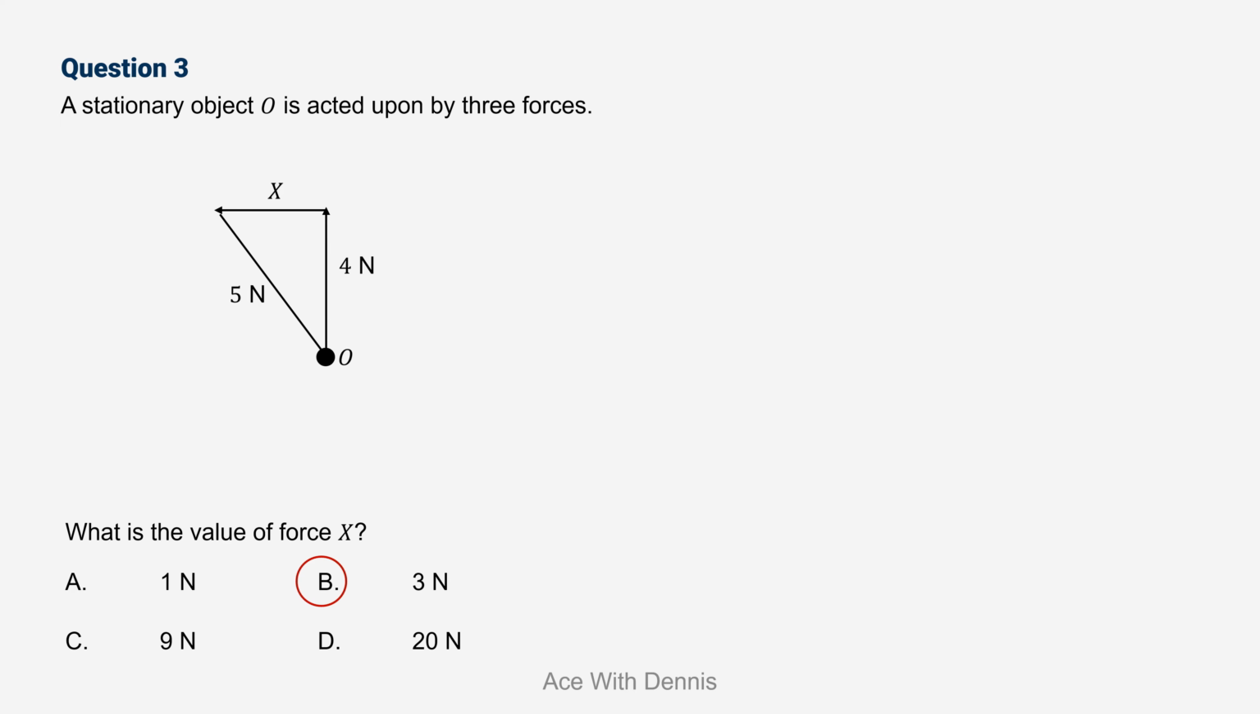Here is how we get the answer. The forces in this vector diagram can be rearranged in the tip-to-tail manner, and as you can see here, we can form a right-angled triangle. By applying Pythagoras' theorem, 5 squared equals x squared plus 4 squared. Then we solve this equation: x squared equals 5 squared minus 4 squared, x squared equals 9, then x will be 3 Newtons.